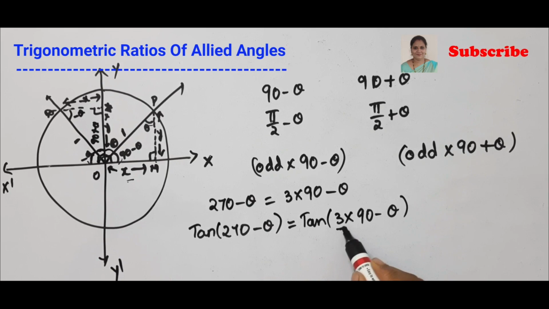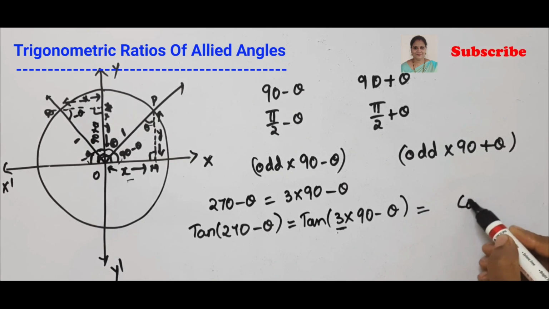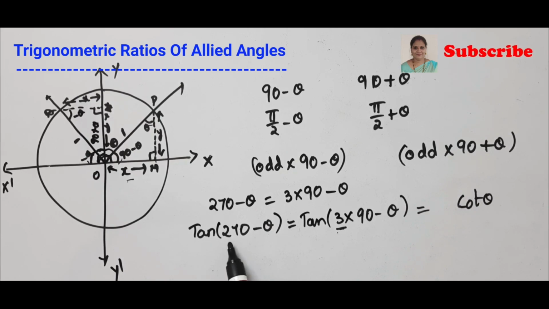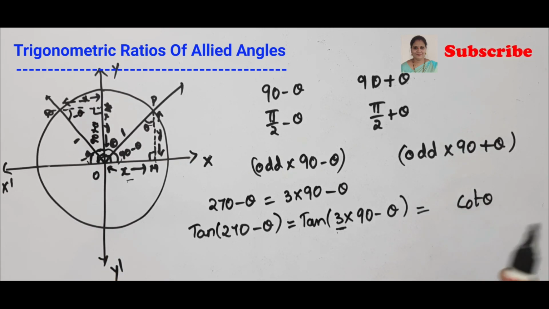Here 3 is odd, is it not? So when you see an odd multiple of 90, the angle can be expressed as an odd number into 90. Simply first change the trigonometric ratio. Here it is tan, so it will change to cot theta. And here it is 270. For 270, first observe in which quadrant it will be. 270 minus theta will be between 180 and 270, so it will be in the third quadrant. In the third quadrant, tan and cot will be positive. So tan of 270 minus theta will be positive only: cot theta.